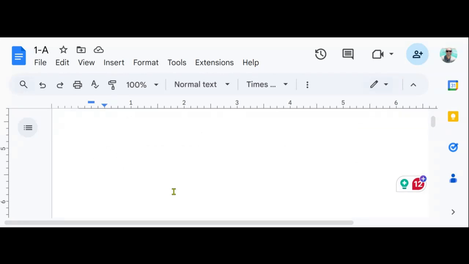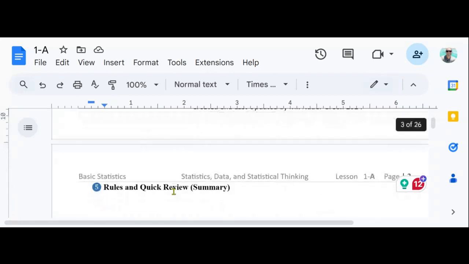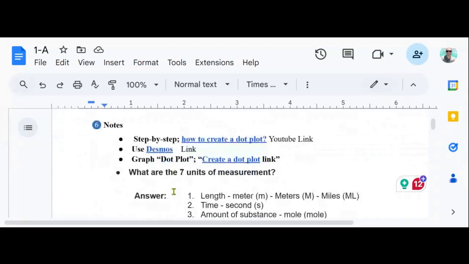Okay, I'm going to leave this for you to do later. Here we're going to go to the notes. To learn how to create a dot plot, you can see here I give you a step-by-step solution, and there is a link. You can go and watch the video to show you how to do the dot plot. Also, you can use Desmos to do the graph.